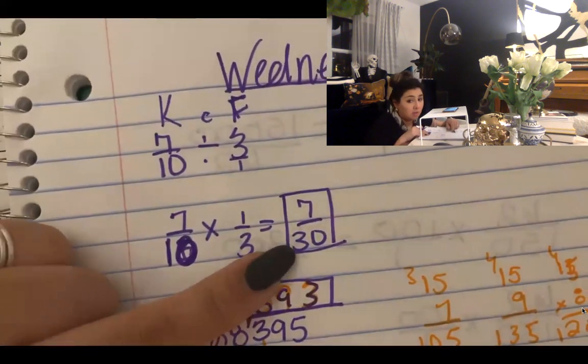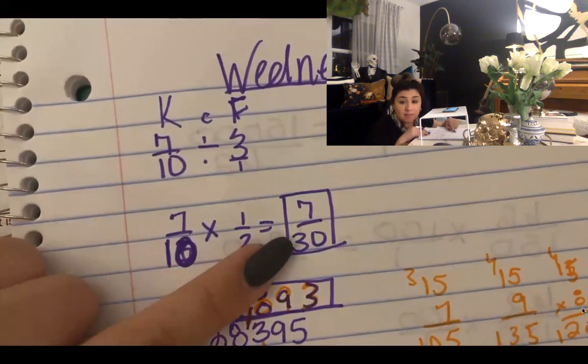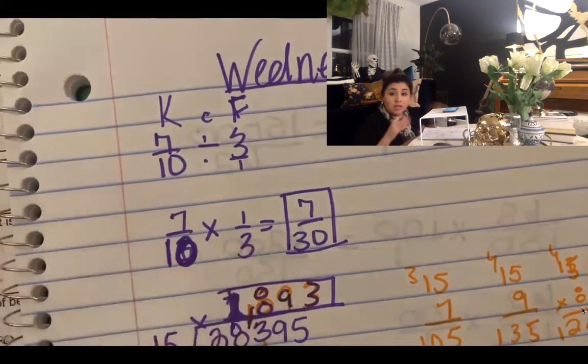Remember, that's not 30 pieces of chicken, that's less. So remember, our denominator, even though it's bigger, is actually going to mean skinnier or smaller pieces.